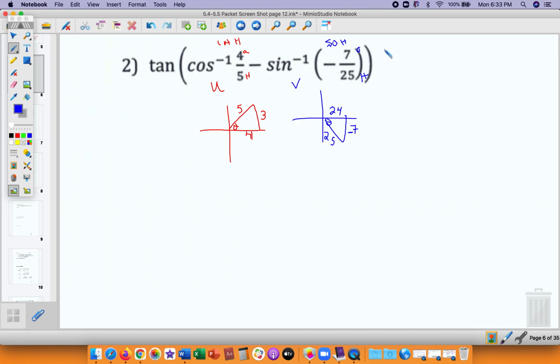When we look at this formula, we know we're going to use the tan u minus v formula, which says tan of u minus tan v all over 1 plus tan u times tan v. And remember, when we see u, we look at the red triangle. And when we see the v, we're going to go to the blue triangle.